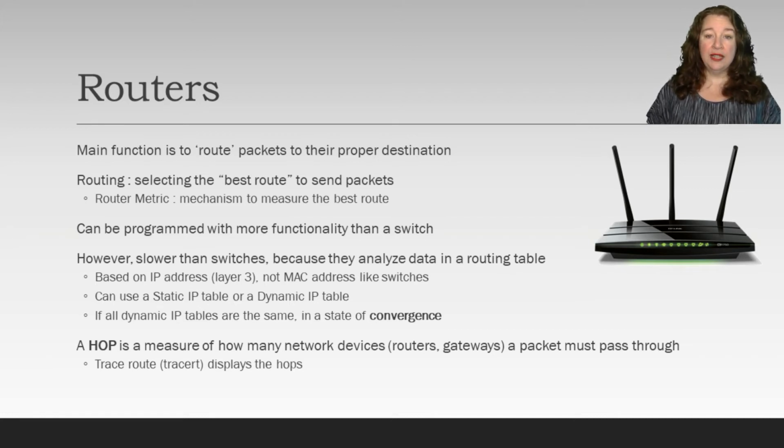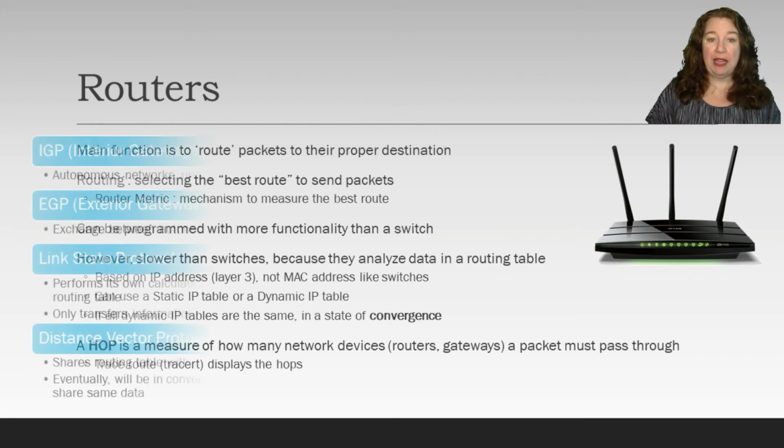So recognizing IP addresses in your static IP table or your dynamic IP table, when your dynamic IP tables are the same among all of your routers, we're in a state of convergence. That's a good state. And then just remember, a hop is that measure of how many network devices the packet must go through. We looked at this when we were looking at trace routes, being able to say, you start from here and how many different routes did we go through to get to the end and back.